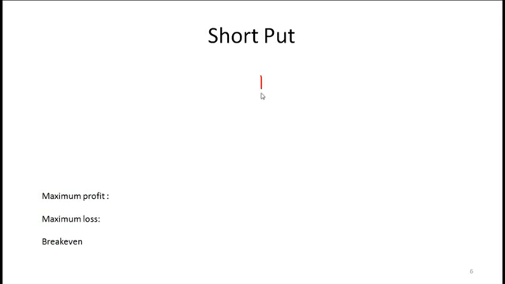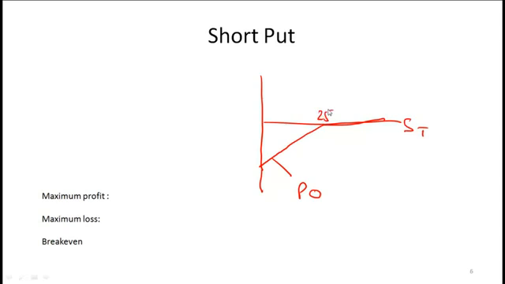Now a short put is simply a mirror image of the long put. Remember, this was the long put, so the short put will look like this. This is our payoff for the short put. If our exercise price is 25, then our maximum possible loss, or actually our maximum payoff, is at the minus 25 mark. So that is the payoff diagram.